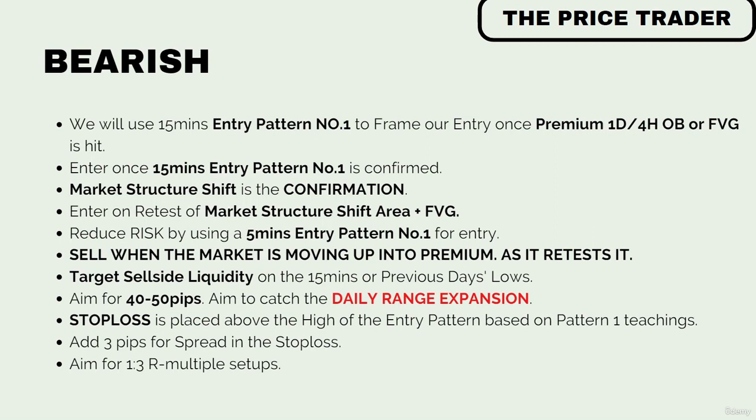Then aim for 1 to 3 R multiple setups. So that is how you can execute. This is just an example of a trade checklist when you're bearish.